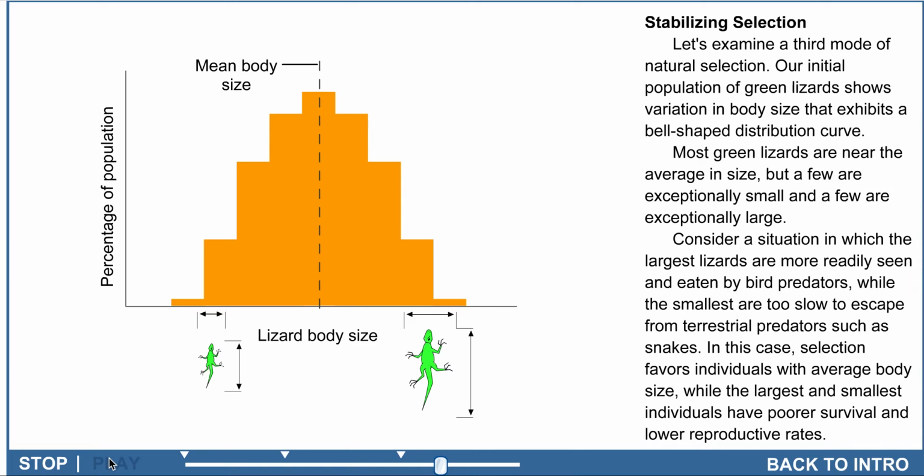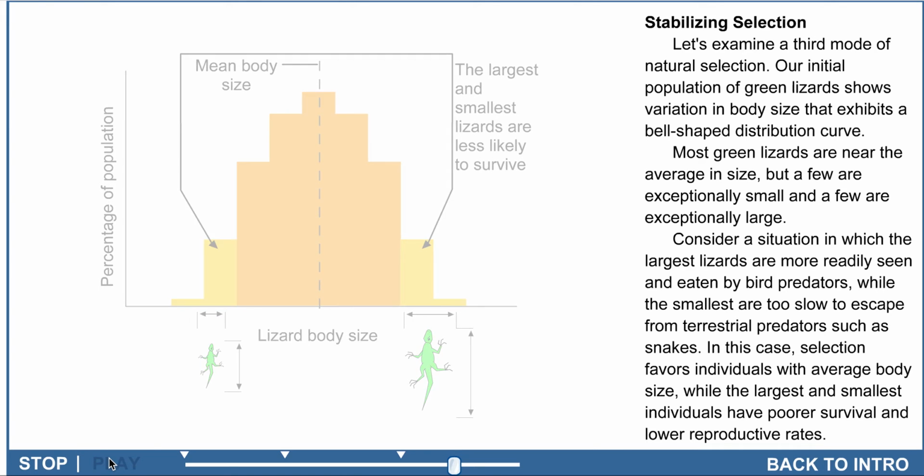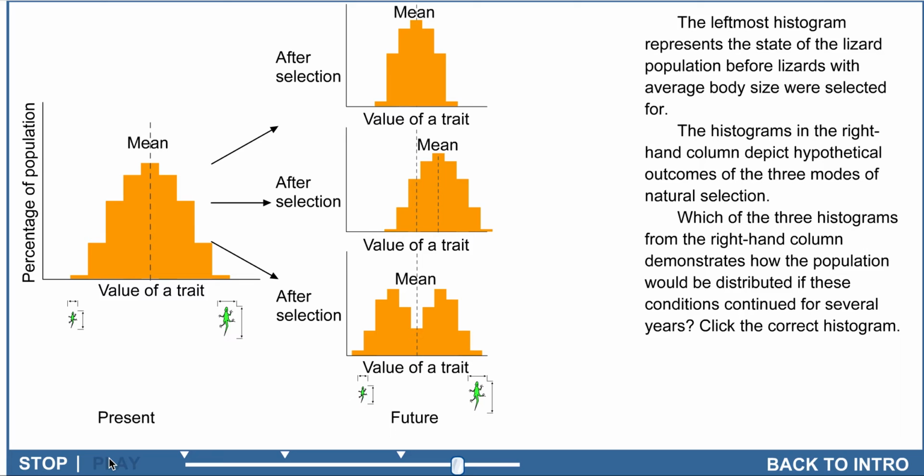In this case, selection favors individuals with average body size, while the largest and smallest individuals have poorer survival and lower reproductive rates. The leftmost histogram represents the state of the lizard population before lizards with average body size were selected for. The histograms in the right-hand column depict hypothetical outcomes of the three modes of natural selection. Which of the three histograms from the right-hand column demonstrates how the population would be distributed if these conditions continued for several years? Click the correct histogram.